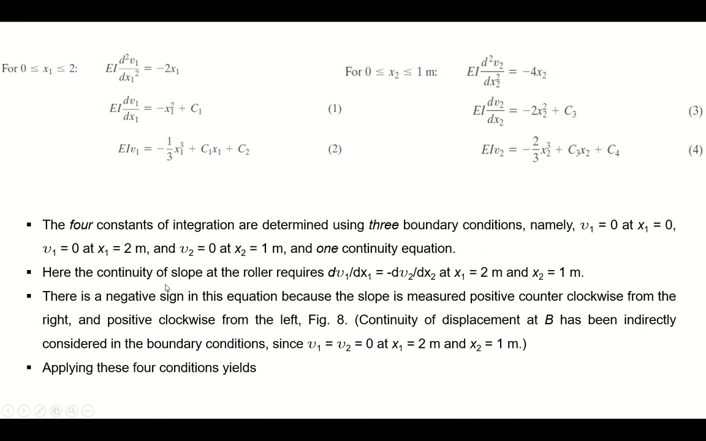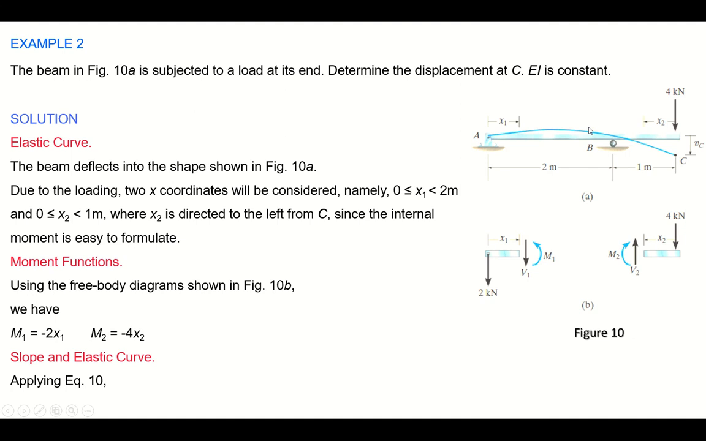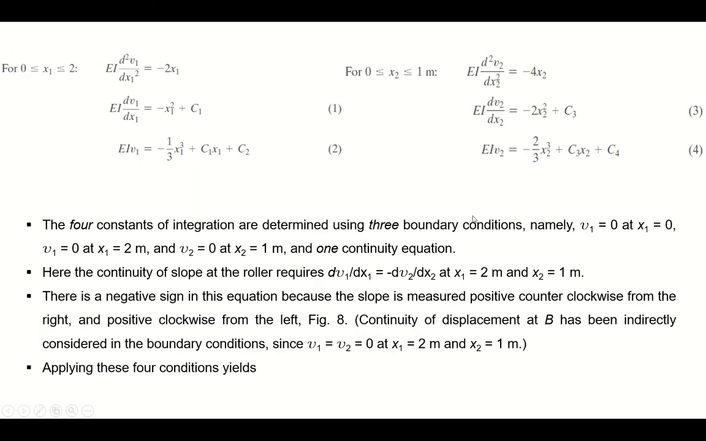And what is that? The continuity of slope at the roller requires that the slope at the roller is the same if you come from this side or from this side. So at x1 is equal to 2 or x2 is equal to 1, the slope will be equal, right? This is our continuity condition. d mu1 by dx1 is equal to minus d mu2 by dx2 at x1 is equal to 2 meter and x2 is equal to 1 meter.